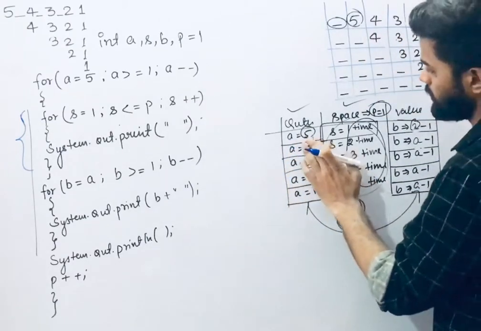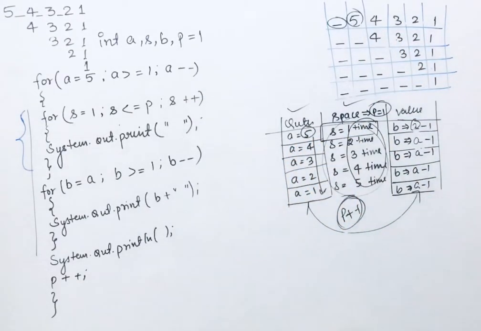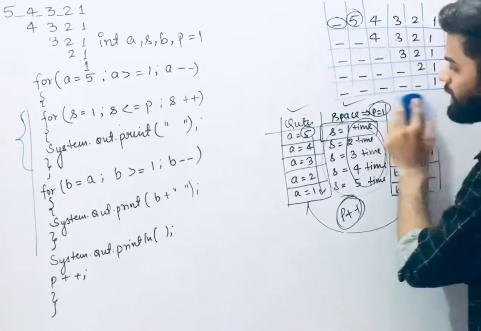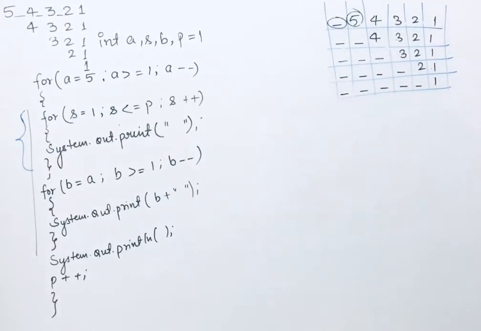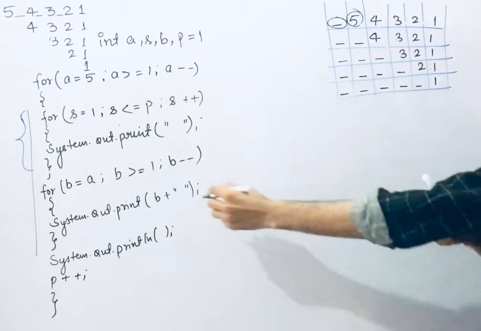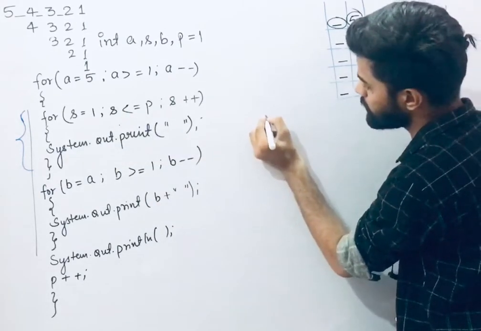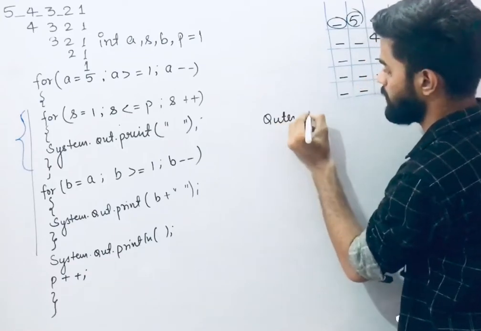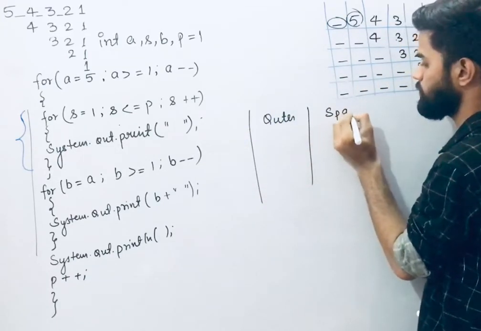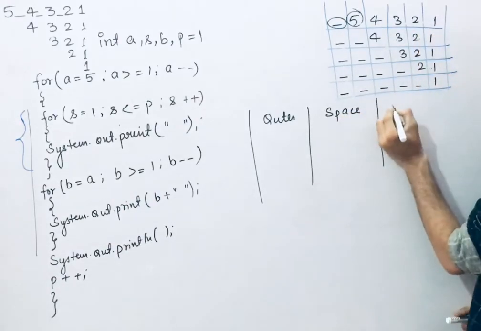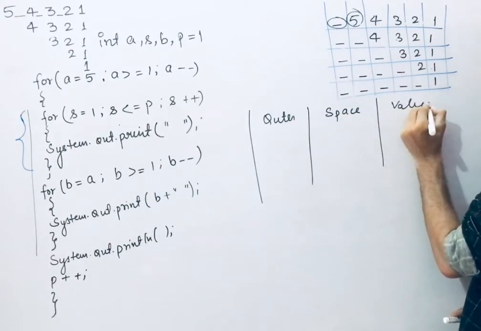So see class, I am going to erase whatever is there, and I will write it again. First of all, there is an outer loop, and then space, and then values. Clear?